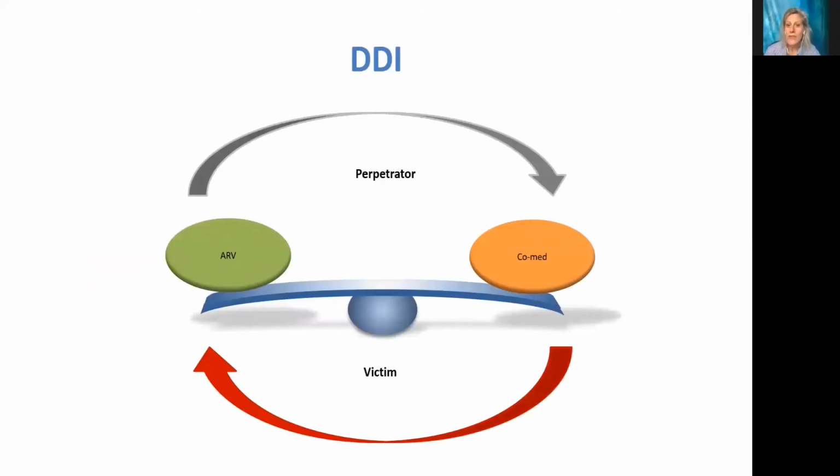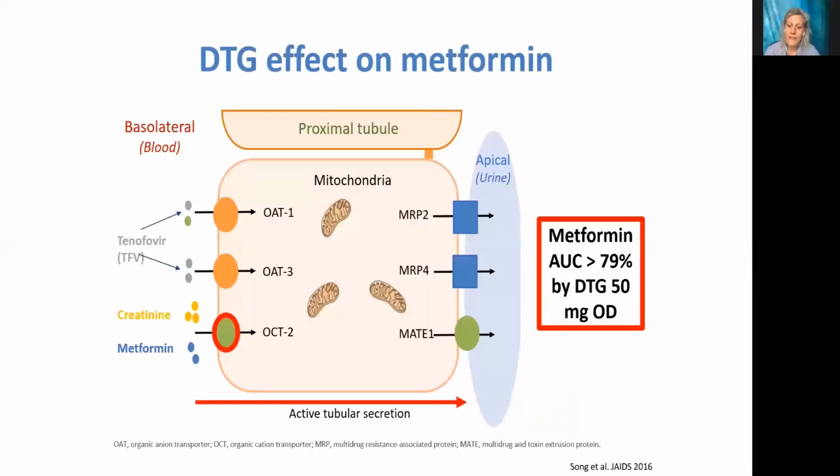Drug-drug interactions happen between antiretrovirals and co-medications, and the antiretroviral drugs can either be the perpetrator of a drug-drug interaction or the victim of a drug-drug interaction. So if we think about 2-drug regimens containing dolutegravir and lamivudine or dolutegravir and rilpivirine, we need to be knowledgeable about drug-drug interactions involving dolutegravir.